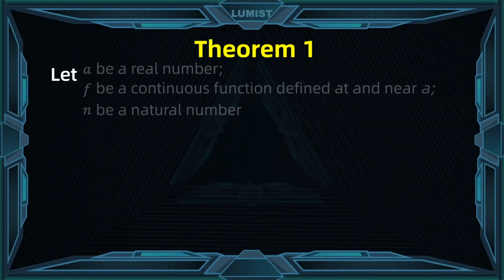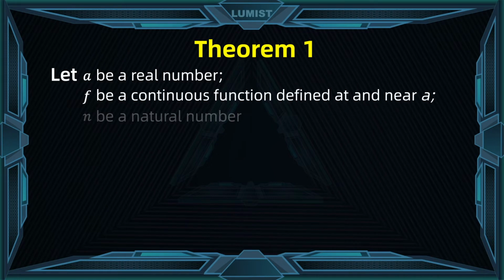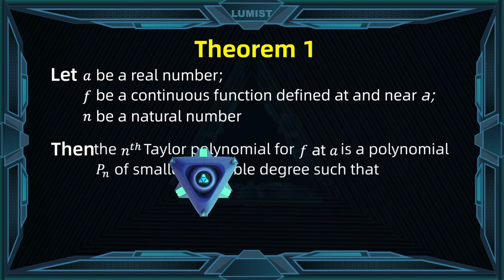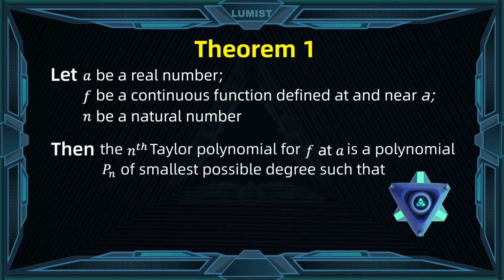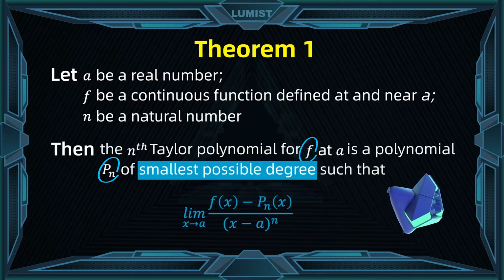So in our first theorem, we let a be a real number, let f be a continuous function defined near a, and let n be a natural number. The nth Taylor polynomial for the function f at a is a polynomial p_n of the smallest possible degree such that the limit of f of x minus p_n of x over x minus a to the power of n, as x approaches a, is equal to 0.